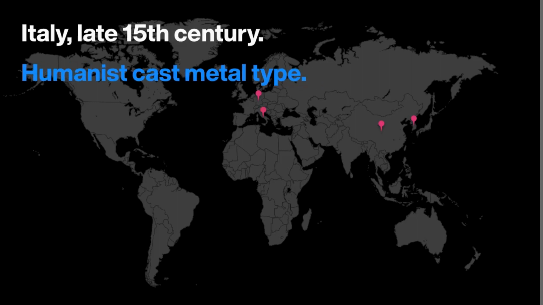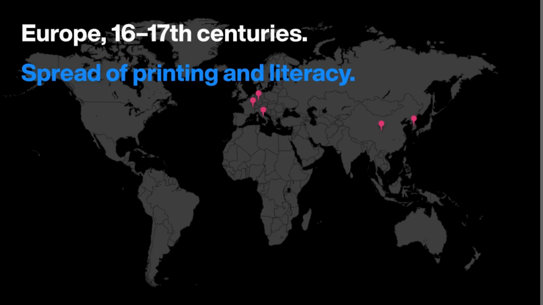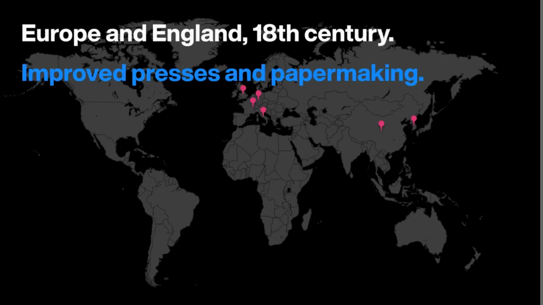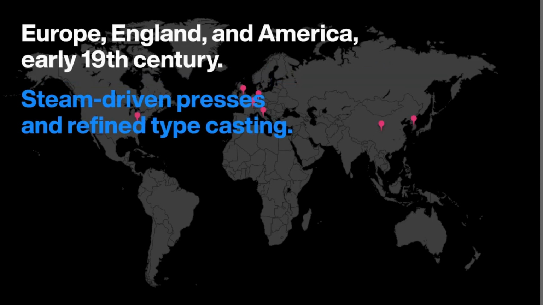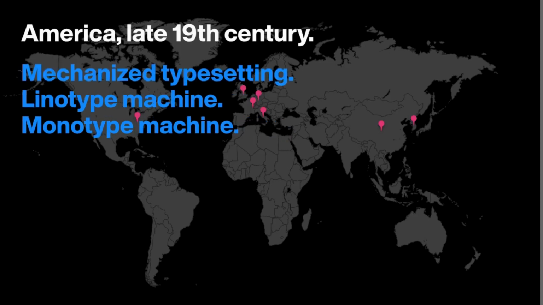The city of Venice became the hub for printing from Roman or Latin-based types in the 15th century. And printing spread throughout Europe in the 16th and 17th centuries. Perfection of printing presses and paper manufacture took place throughout Europe and England in the 18th century. Steam-driven presses and refined type-making methods arrived in Europe and America in the early 20th century. Mechanized typesetting via the Linotype and Monotype machines was pioneered in the eastern U.S. in the late 19th century.